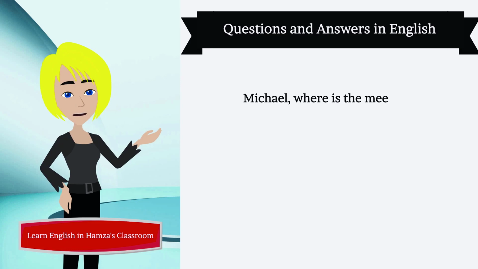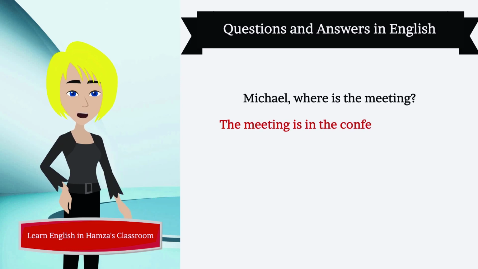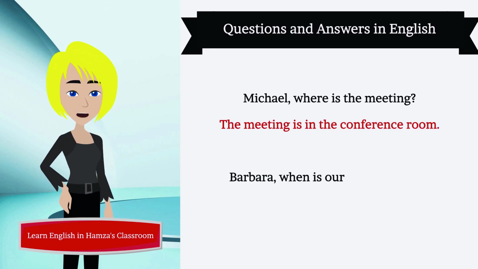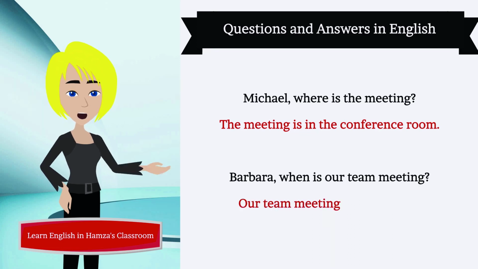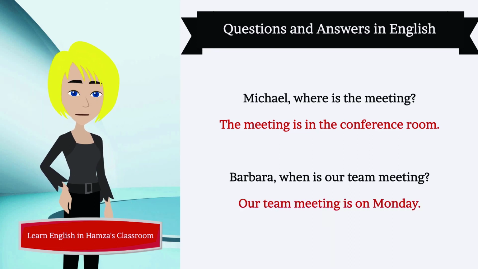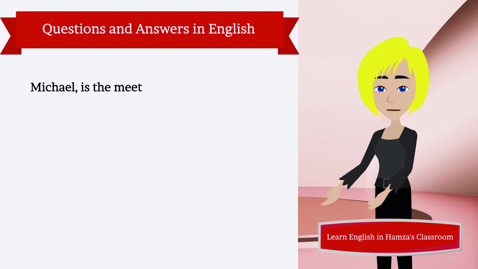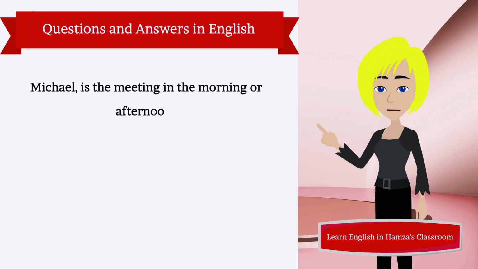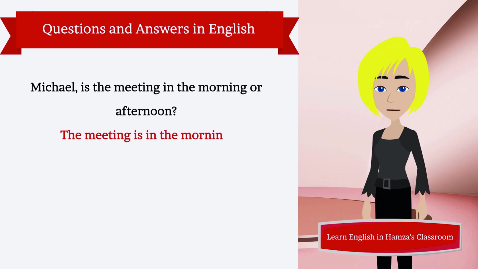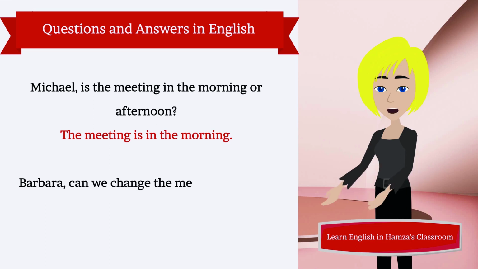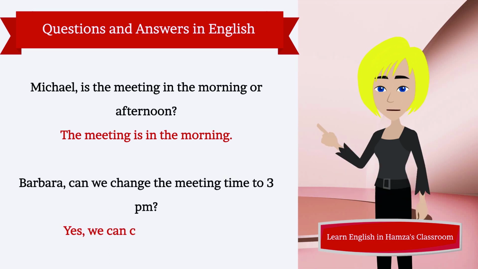Michael, where is the meeting? The meeting is in the conference room. Barbara, when is our team meeting? Our team meeting is on Monday. Michael, is the meeting in the morning or afternoon? The meeting is in the morning. Barbara, can we change the meeting time to 3 p.m.? Yes, we can change it to 3 p.m.